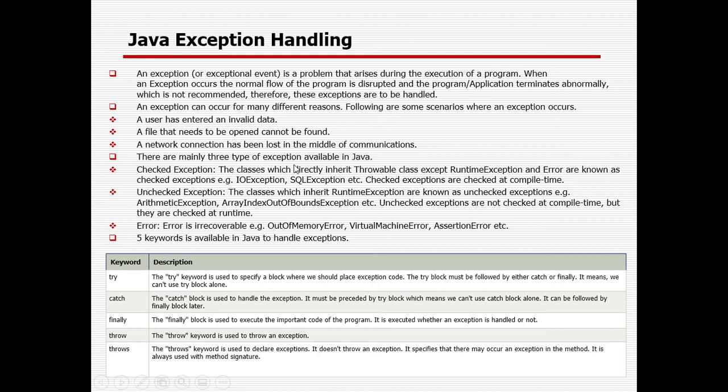There are mainly 3 types of exception available in Java: checked exception, unchecked exception, and error. Checked exceptions are the classes which directly inherit the Throwable class except RuntimeException and Error. Like IOException, SQLException. Checked exceptions are checked at compile time, right? During compile time you can check it. Whereas unchecked exceptions you only get to know during runtime, just like ArithmeticException, right? ArrayIndexOutOfBoundsException.